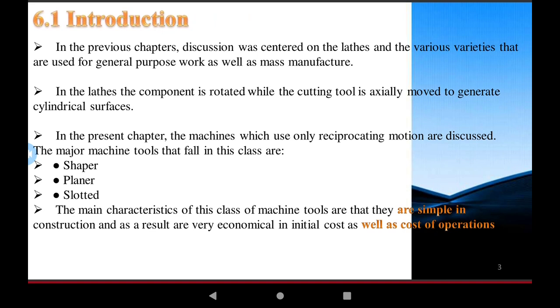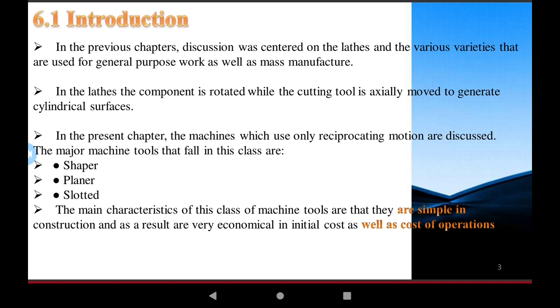This lecture is very important for the shaper machines. I discuss the variety and use of general purpose work as well as mass manufacturing. The shaper machines are also discussed for their applications in important areas, the various types of shaper machines and their varieties and use in different fields, in general purpose work as well as mass manufacturing systems.